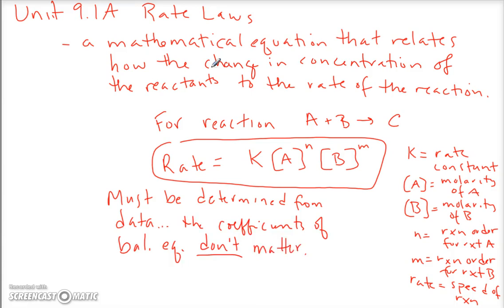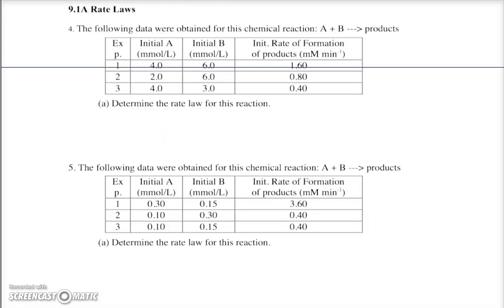Okay, so we're going to take a look at the examples that are on your review sheet questions. Question number 4 says the following data was obtained for this chemical reaction A plus B turning into products. We see experiment number 1, 2, and 3. We see the initial concentrations of A, the initial concentrations of B for each of the 3 trials, and then the initial rate of formation of the products in the final column.